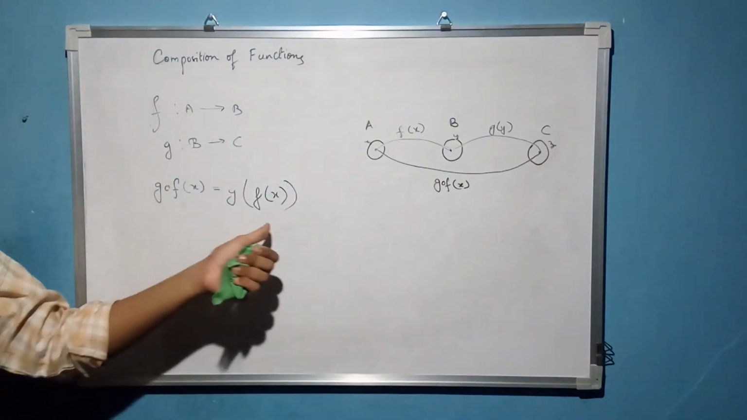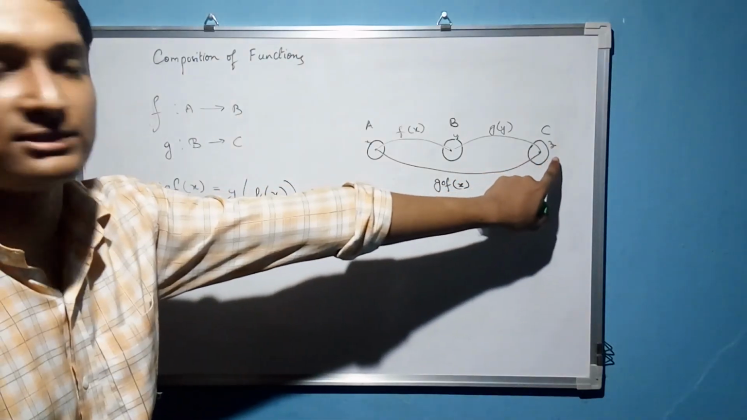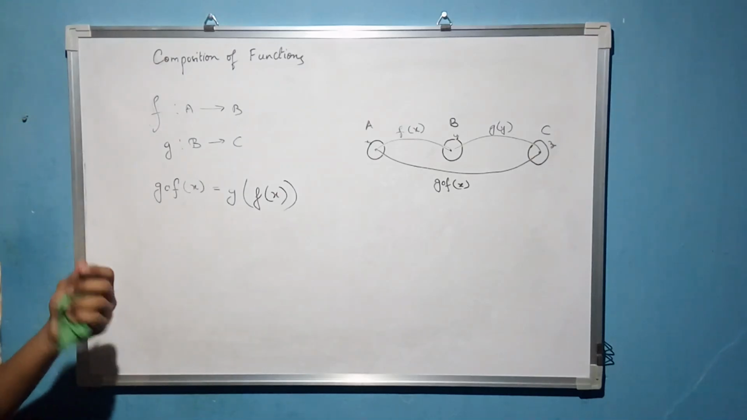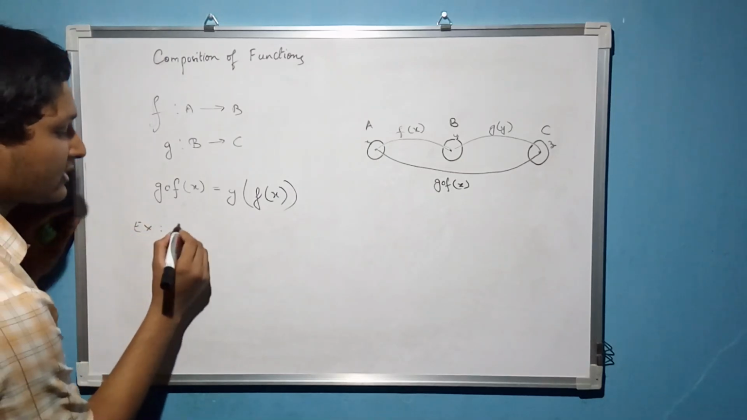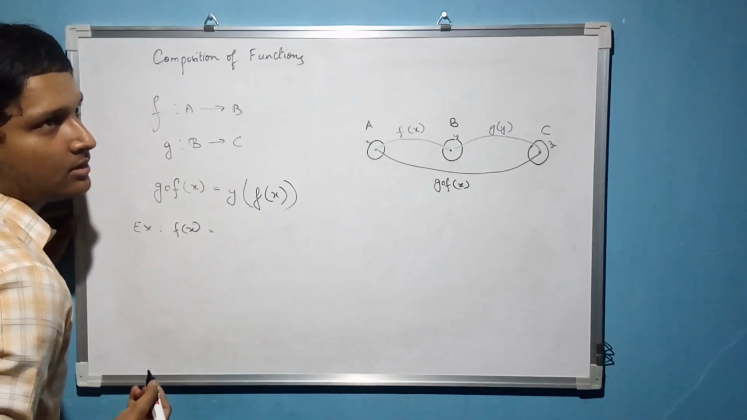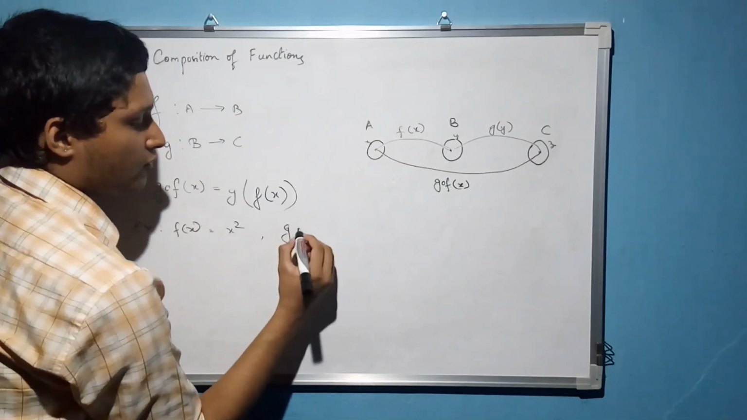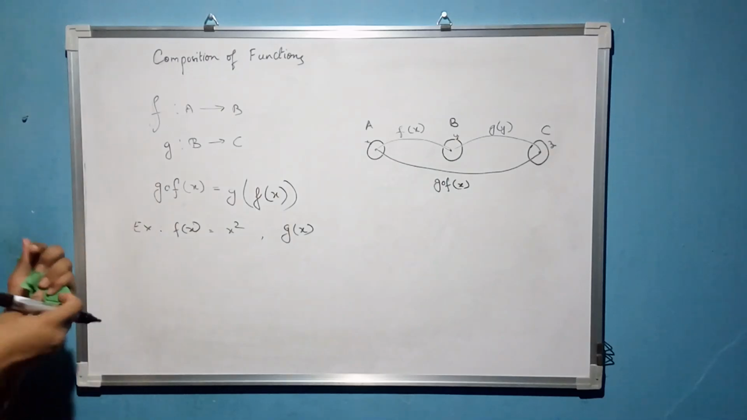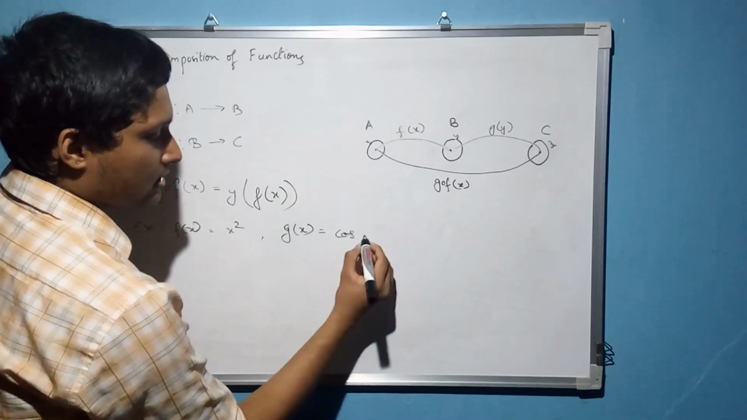So if I input a value in the form of x, I should get a value directly in the form of z and not an intermediate in the form of y. That's the use of having a composite function. Let me have an example. f of x is equal to x square, and g of x, let me take x itself instead of y, z and all, because I get confused. Let g of x be cos x.